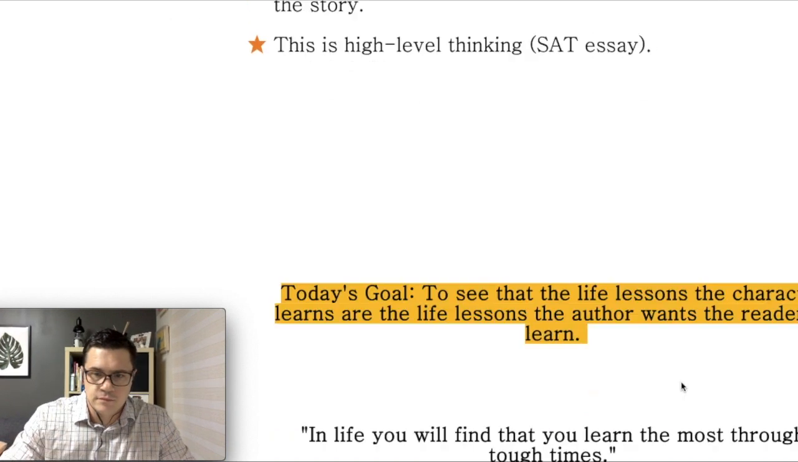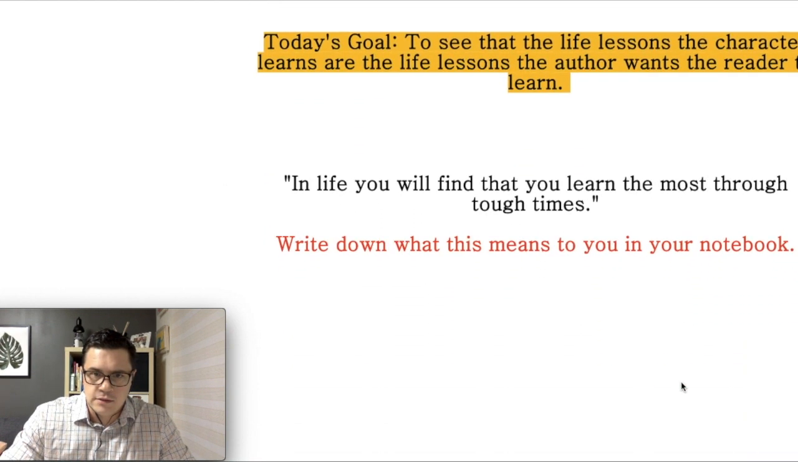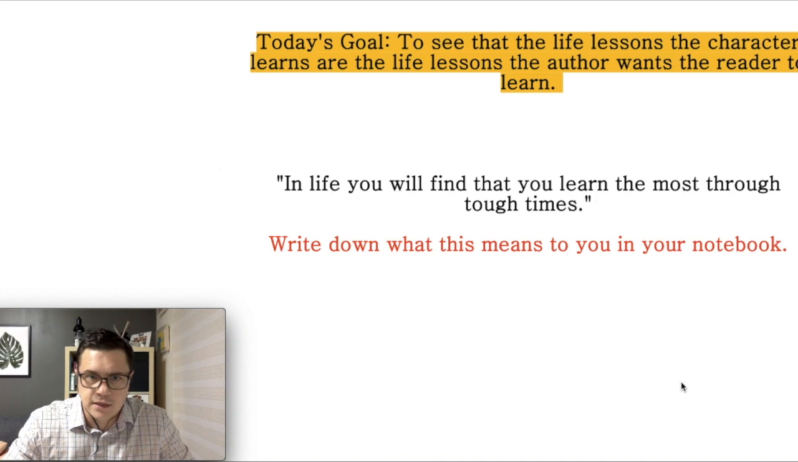So today's goal is that we see how life lessons the character learns are the life lessons the author wants us as readers to learn. So I have a quote here. It says, "In life, you will find that you learn the most through tough times." Okay, so I'd like you to write down what that means to you in your notebook. Okay, so just take a moment and think about what this quote means to you and write it down in your notebook. You'll be submitting a picture of your notebook at the end of class, and I'm curious to see what you write here.